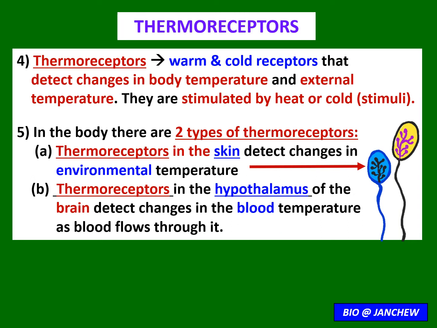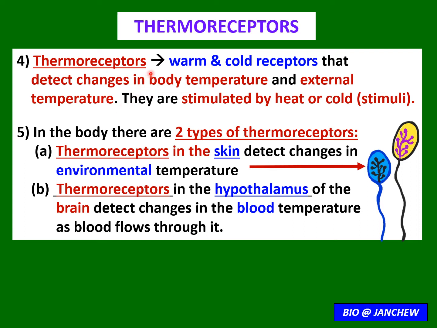The regulation of body temperature is sometimes known as thermoregulation. The first structures involved in the regulation of body temperature are the thermoreceptors that help to detect the changes in body temperature. The word thermo means something to do with heat. Thermoreceptors are specialized structures like these that help to detect changes in body temperature and external temperature.